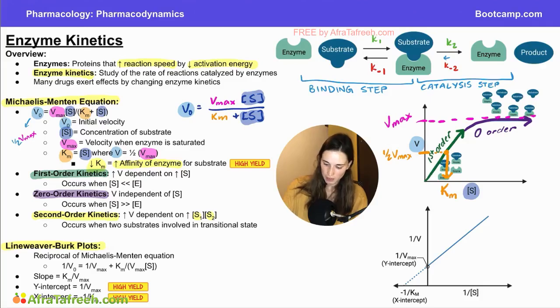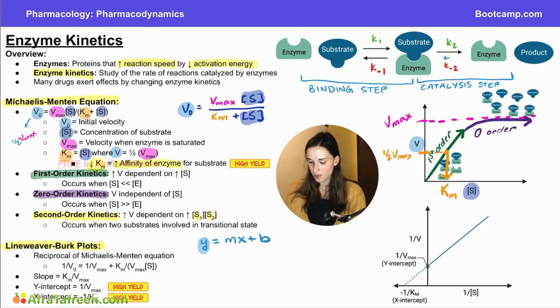So remember that the standard equation for a line is y equals mx plus b. So the y here is going to represent the changing values on your y-axis. The x will, of course, represent the changing values on your x-axis. The m is going to be the slope of your line. And the b is going to be the y-intercept.